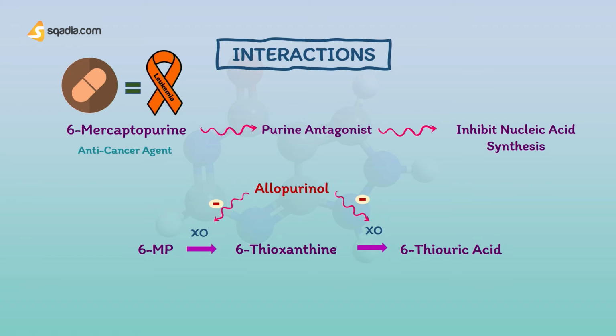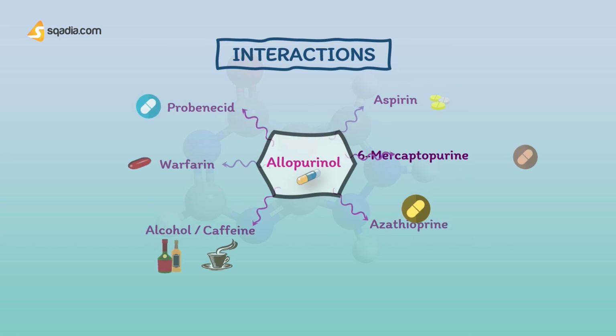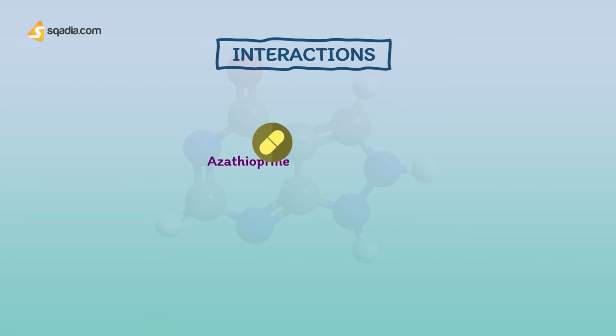Now we will know the interaction of allopurinol with this. Here, allopurinol inhibits the xanthine oxidase, thus increases the level of 6-mercaptopurine. 6-mercaptopurine would not be converted into 6-thioxanthine and 6-thiouric acid, leading to the elevated levels of 6-mercaptopurine. That's why whenever allopurinol is given along with 6-mercaptopurine, the dose of the mercaptopurine should be reduced in order to prevent the toxicity. Next we have azathioprine.